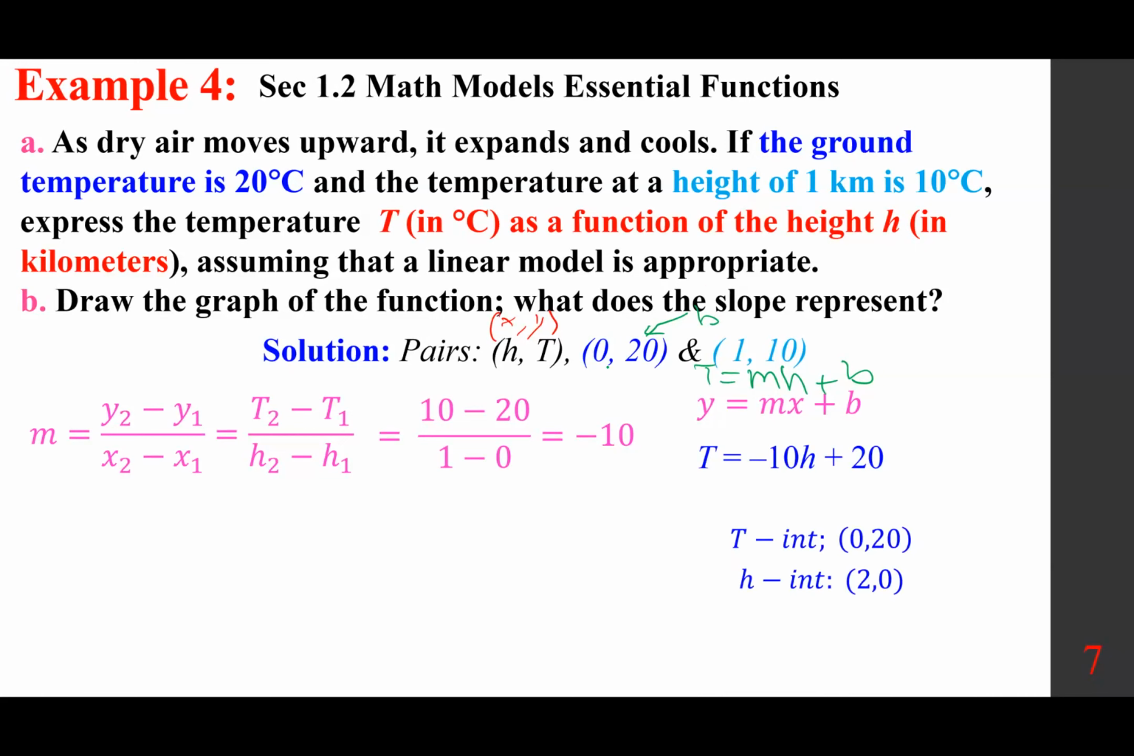Therefore, this is the y-intercept. We're going to call it the t-intercept. And the x-intercept, which becomes the h-intercept, is 2, 0. Just set this equal to 0. If you set this one equal to 0, you find h. And now you have two pairs. You can graph it.